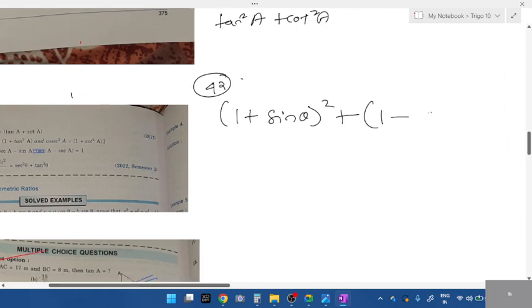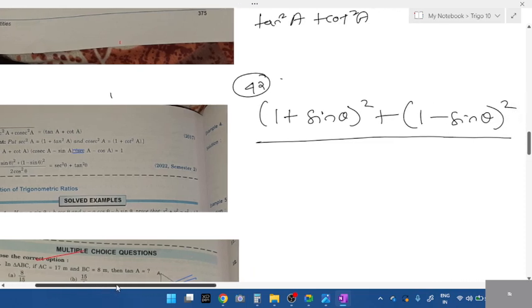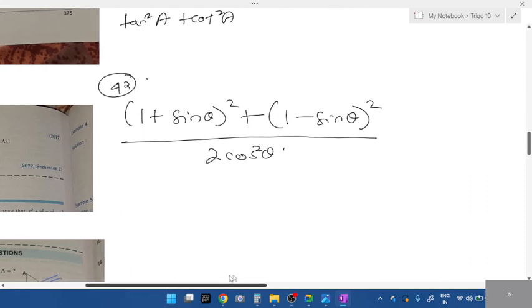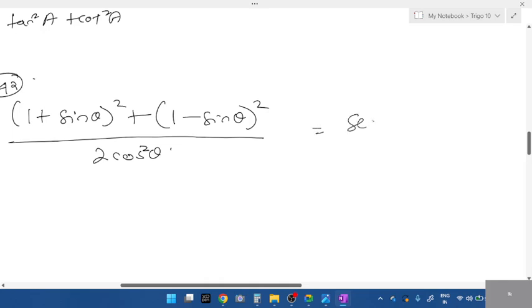Yeah, 40-second question. Copy the question: (1 plus sine theta) the whole square plus (1 minus sine theta) the whole square, divided by 2 cos square theta, is equal to sec square theta plus tan square theta. That is what you have to prove. Did I do this question last week?